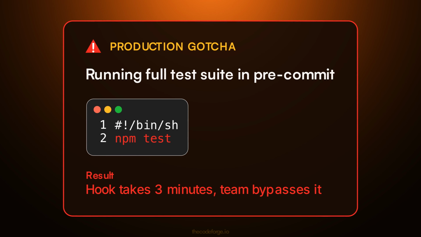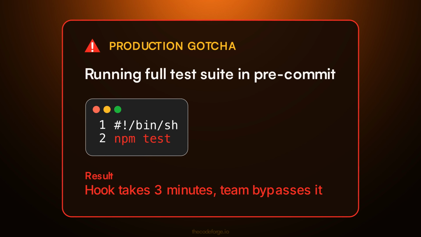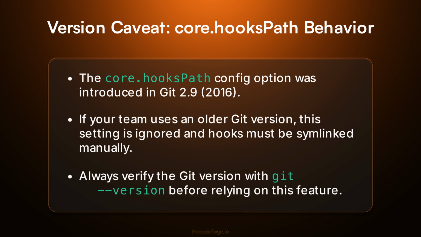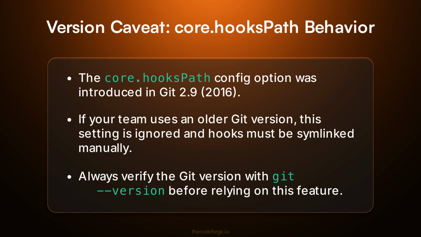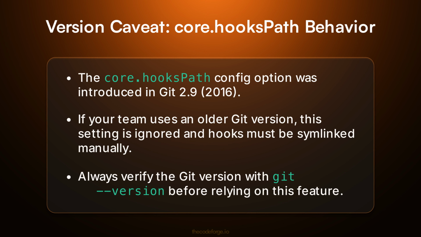If your pre-commit hook runs the entire test suite, it will take minutes. Developers will quickly learn to use --no-verify, defeating the purpose. Keep pre-commit under 5 seconds. The core.hooksPath config option was introduced in Git 2.9, 2016. If your team uses an older Git version, this setting is ignored and hooks must be symlinked manually. Always verify the Git version with git --version before relying on this feature.